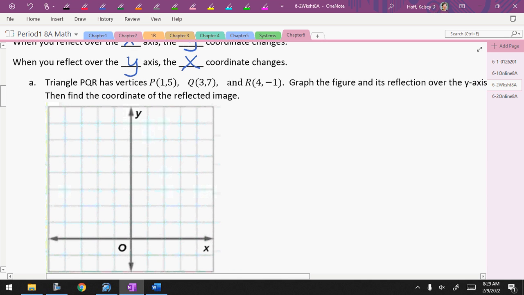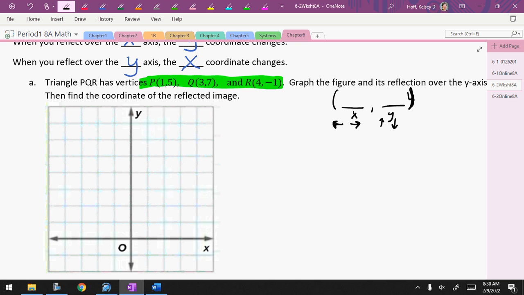Okay? So first things first, go plot these points and label them. Start at 0, 0. Go plot P, Q, and R. Reminder: x comma y. x tells you to go left or right. y tells you to go up or down. Don't worry about reflecting it right now. Just plot those points. We're just trying to get the originals on this one.